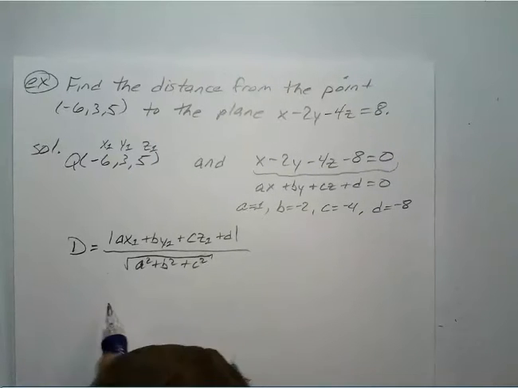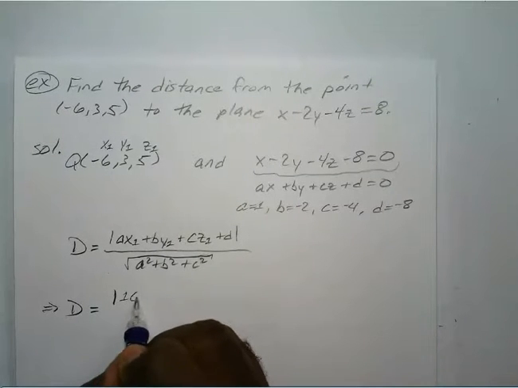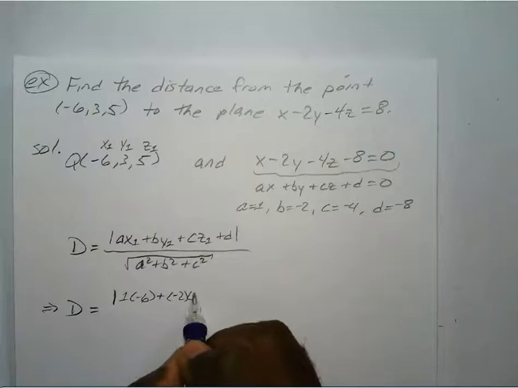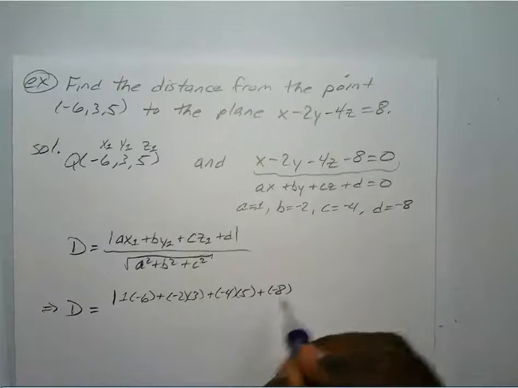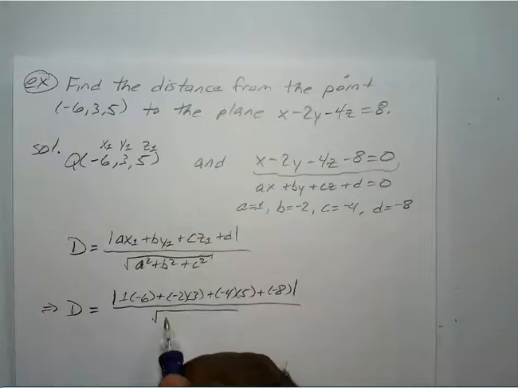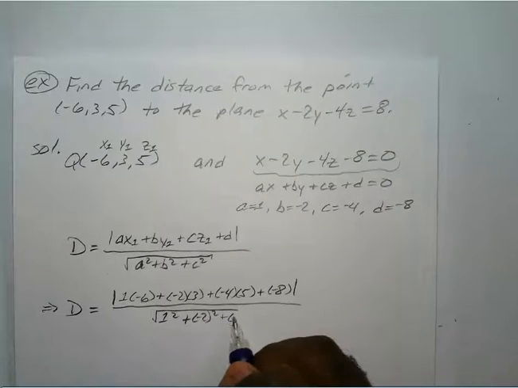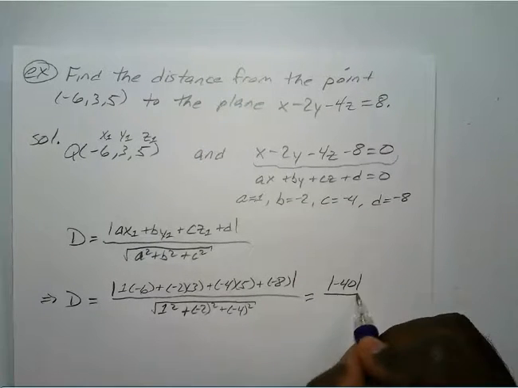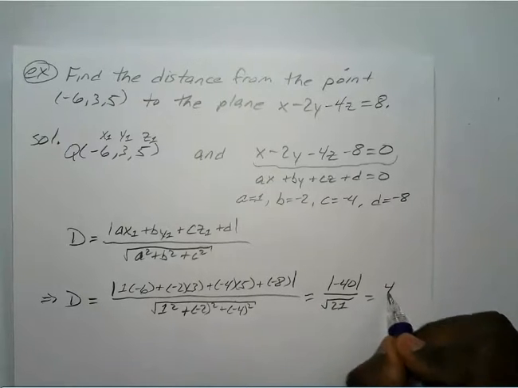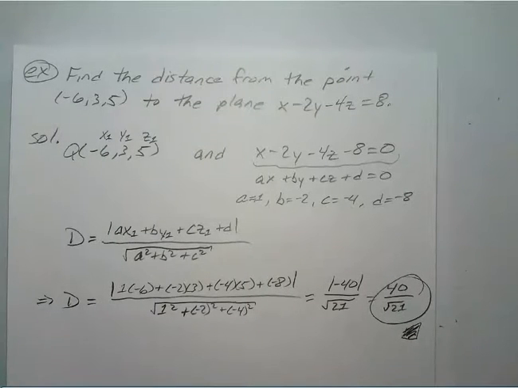All right, so if we go ahead and just plug everything in, our distance is equal to the absolute value of 1 times -6 plus -2 times 3 plus -4 times 5 plus -8, all over the square root of 1 squared plus -2 squared plus -4 squared. Okay, so that's going to equal the absolute value of -40 over square root of 21, which is just 40 over the square root of 21. Okay, so it's not too horrible.